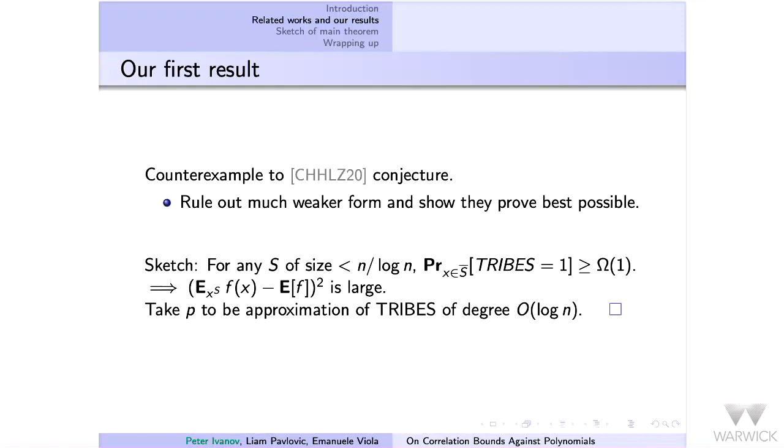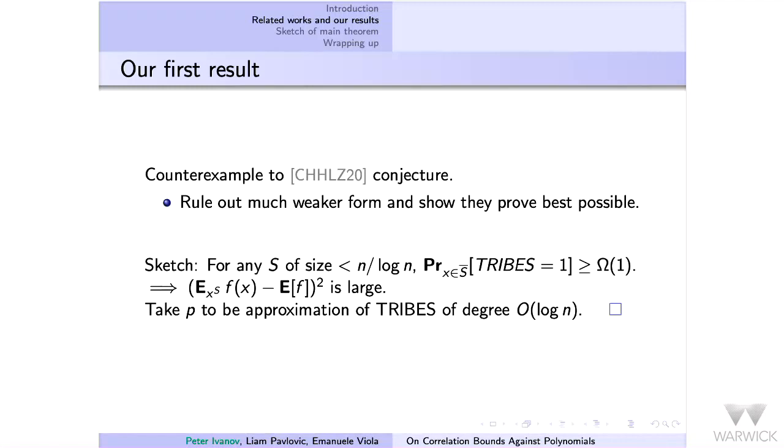And the counterexample is simple. Actually, you just take the tribes function, and good old tribes to the rescue. You can show that it's fixed with high probability, even on large sets. I'll just say in one line, it's because as long as S isn't too big, there will be some terms you don't touch. And those terms will be 1 with constant probability, which fixes the rest of the tribes to 1.